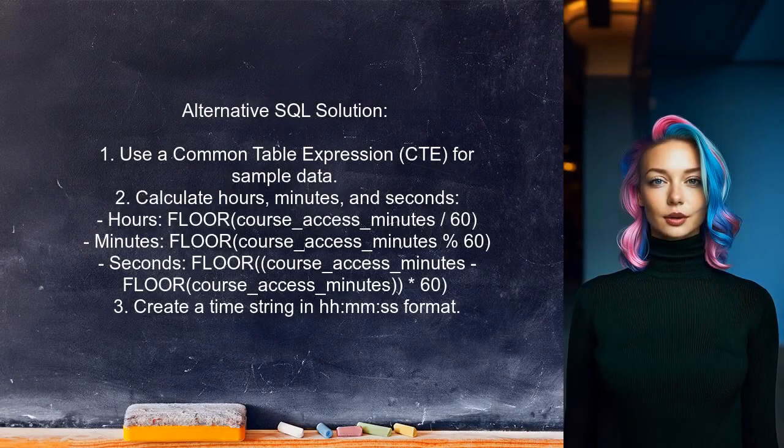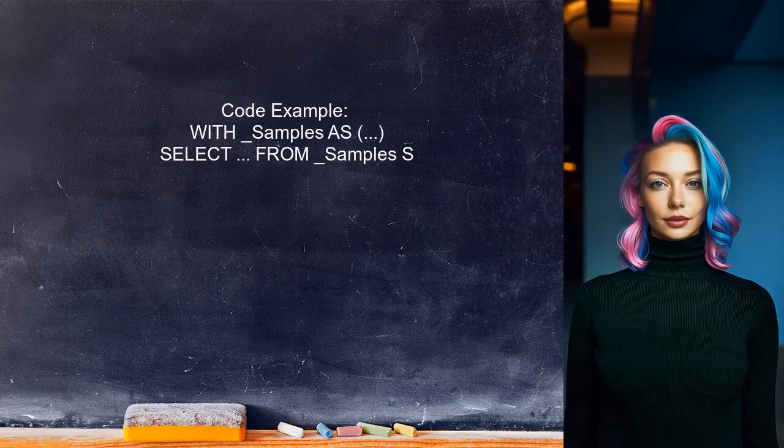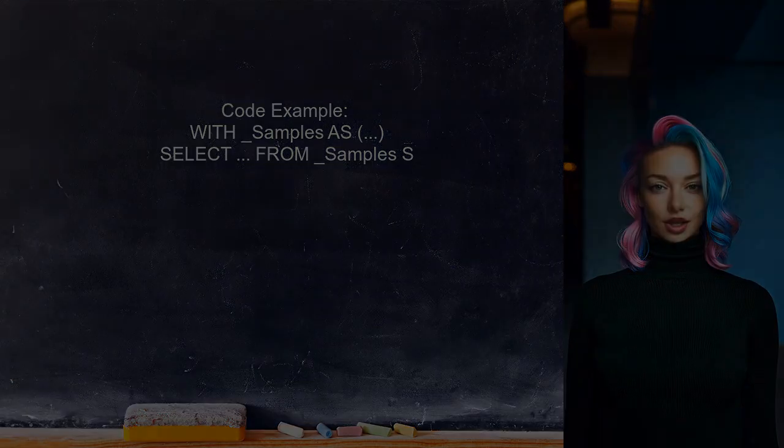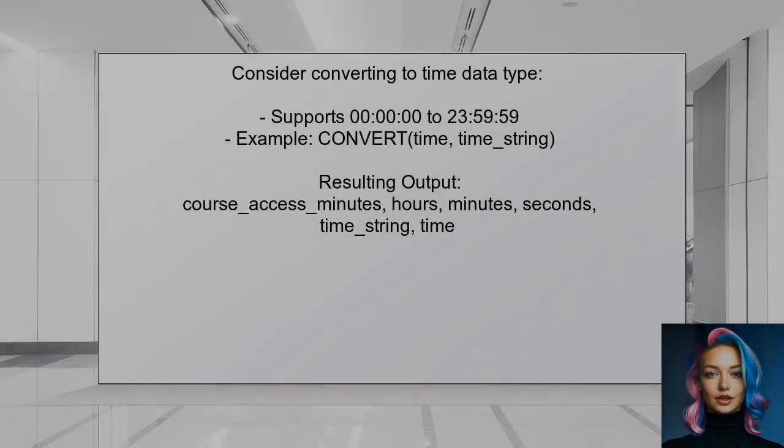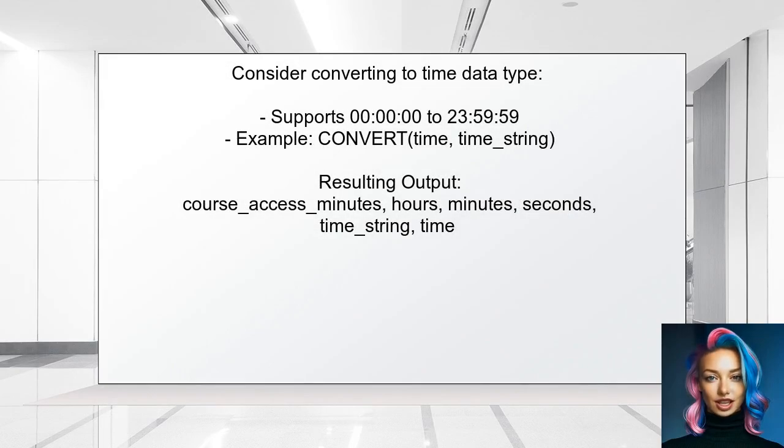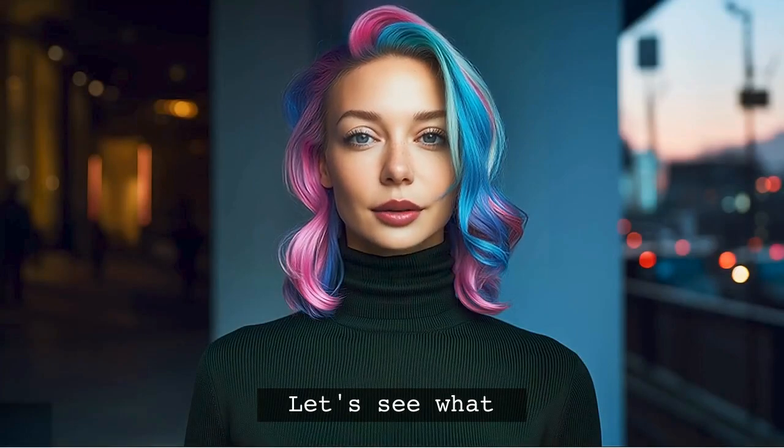This user provides an alternative SQL solution for converting minutes to HHMM format. They use a common table expression to create sample data and then calculate hours, minutes, and seconds from the source minutes. The user also mentions that you could convert the final result to a time data type, which supports a range of values. This allows for precise time representation. That's all for that response. Let's see what someone else had to say.